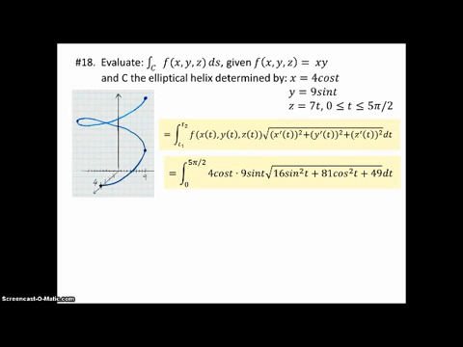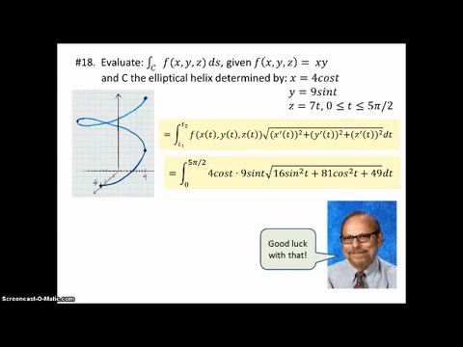The function is x times y, so that ends up being 4 cosine t times 9 sine t. And the derivatives of x, y, and z, respectively, are -4 sine t, +9 cosine t, and 7. And so if we square those, we get what we show there under the radicand. Now, Dr. Bill says, good luck with that. And actually, it is doable, but we'll just skip that and go straight to the calculator. So typing it in very carefully, we get an answer of approximately 176.895. I told you the answer would be big.